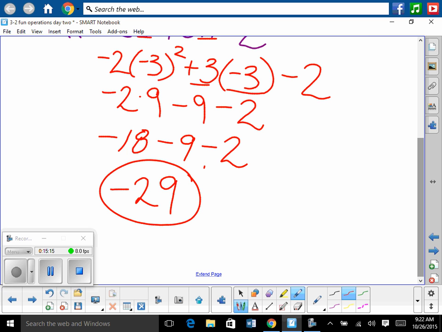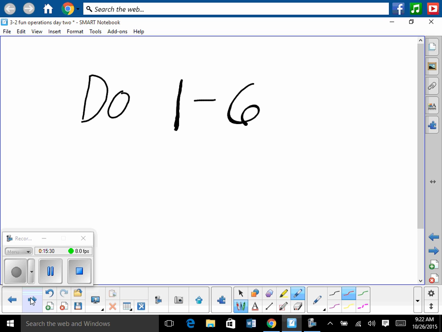We're not going to find the domain on this one. We were finding an exact value. We were plugging in negative 3. Does everybody see how I did that? We're all okay, no questions. I found f plus g, then I plugged in what number I was given, and calculated it correctly, not making any sign errors. Okay, awesome. So I'm going to have you practice 1 through 6 on this worksheet for today.